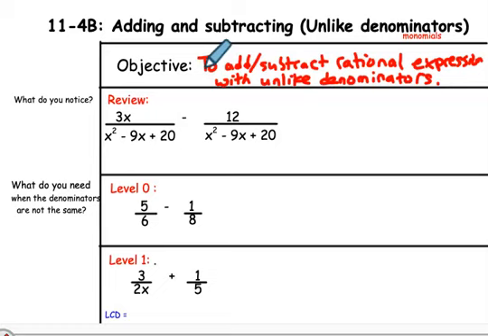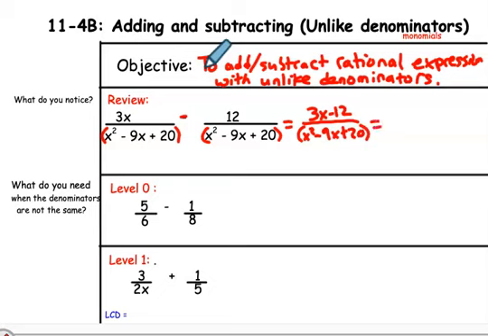In this first example, we have a review problem from 11.4a. I look at the denominators and they are the same this time. Up top, I can subtract the two things right away. So I have a 3x and a negative 12, since this is a minus sign right here. So up top, I have 3x minus 12. On the bottom, I have the same denominator.